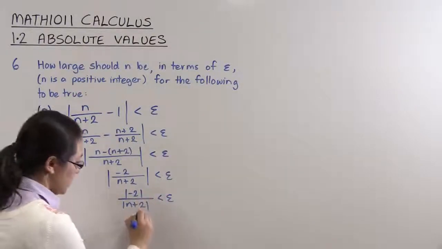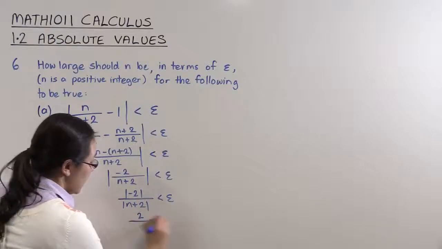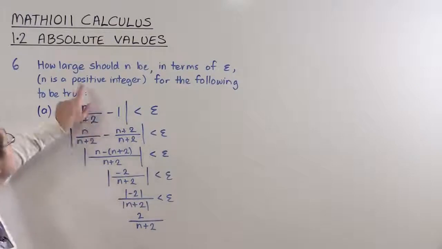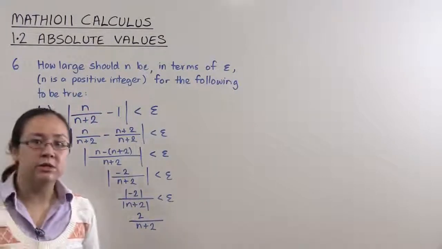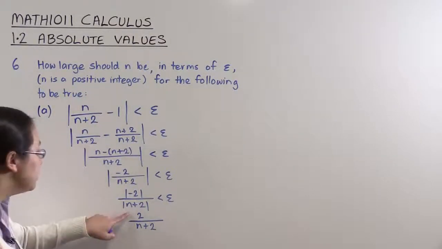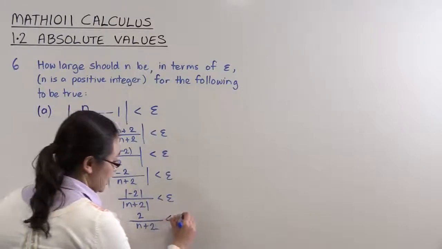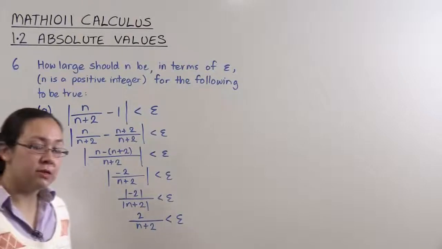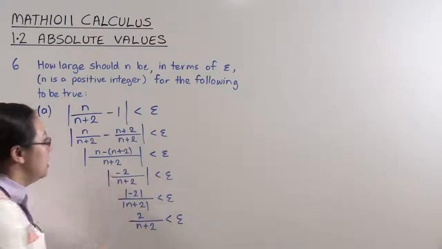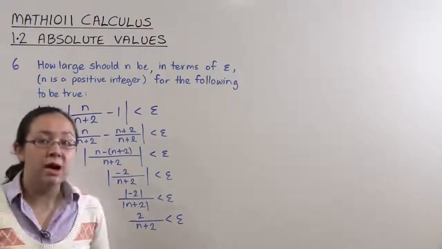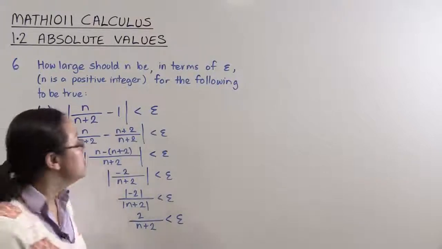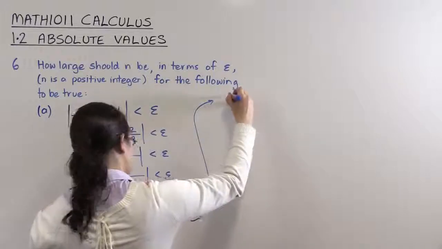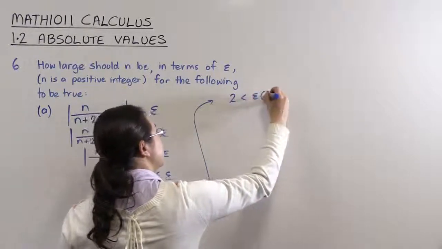The absolute value of minus 2 is 2. Now, the absolute value of n plus 2 is n plus 2, but only because the question told us that n was a positive integer there. So we have 2 on n plus 2 is less than epsilon, and we need to make n the subject here. At the very least, we've simplified the inside of that absolute value, and we've managed to get rid of the absolute values. So, moving over here, that gives us 2 is less than epsilon n plus 2.